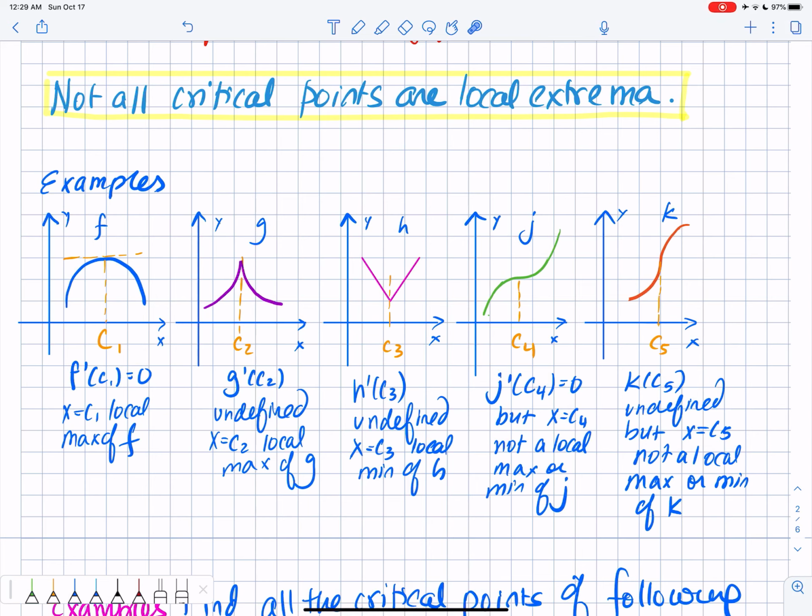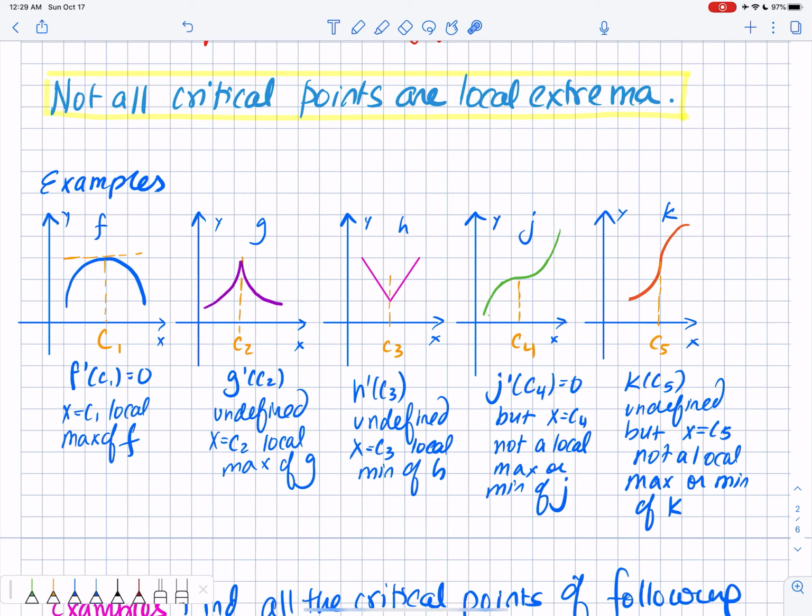Okay, now let's take a look at this one. Over here, what do you have? The derivative is 0 for this fourth function. We have y equals j of x. The derivative is 0 at c4, and c4 is an interior point, but it's not a local max or a local min. So you have a critical point which is not a local max or min.